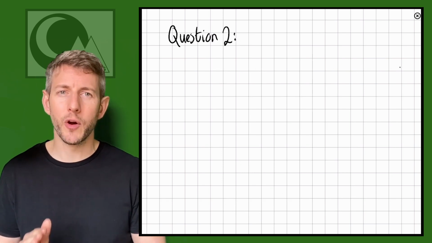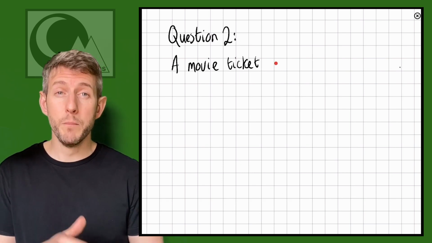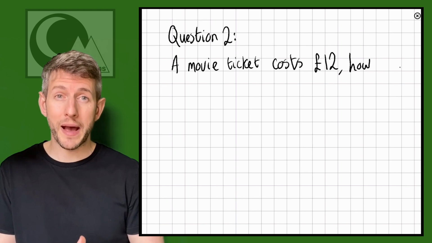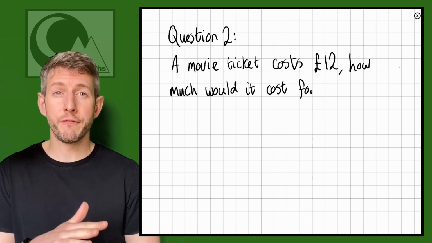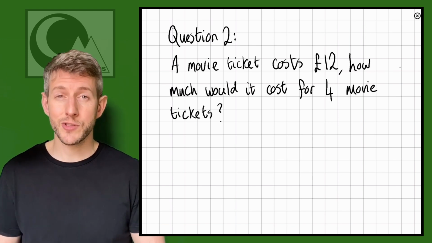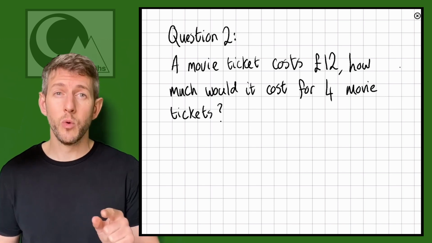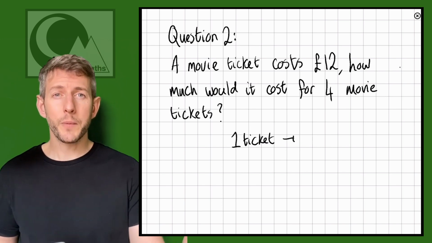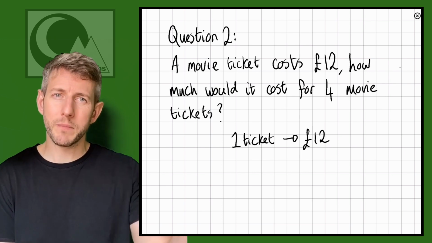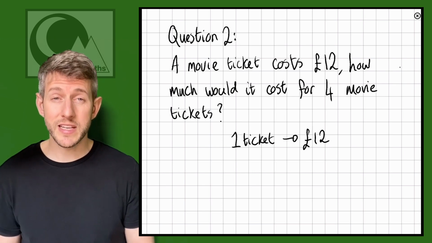So here we go, we've got another question, and it says a movie ticket costs £12. How much would it cost for 4 movie tickets? So I'm going to write it out here. So 1 is 12. I'm going to go a different way around this one. I'm going to build up to it this time just so you can see different routes.